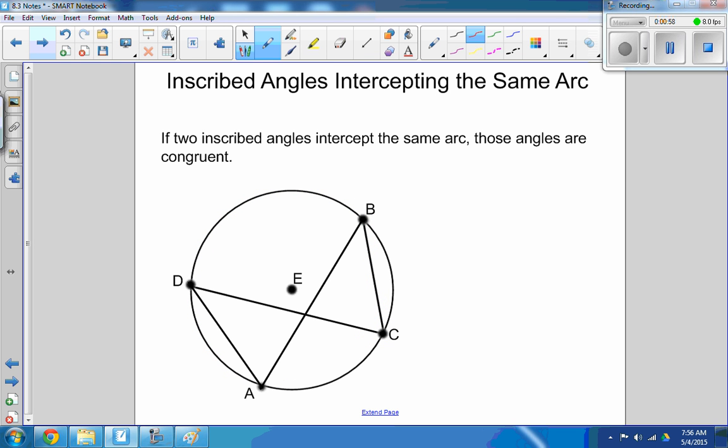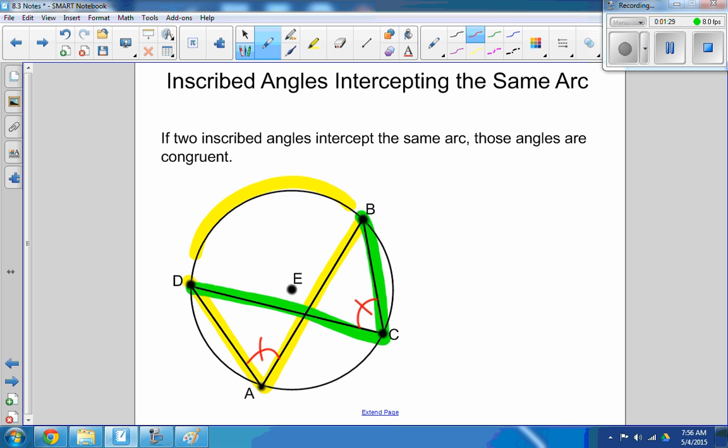If two inscribed angles intercept the same arc, those angles are congruent, which should make sense because they're creating the same arc. So this angle, DAB, creates this arc, and then angle BCD also creates that same arc. That means this angle is congruent to this angle.